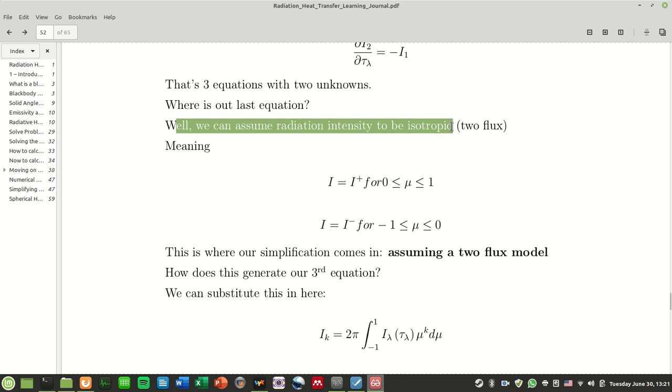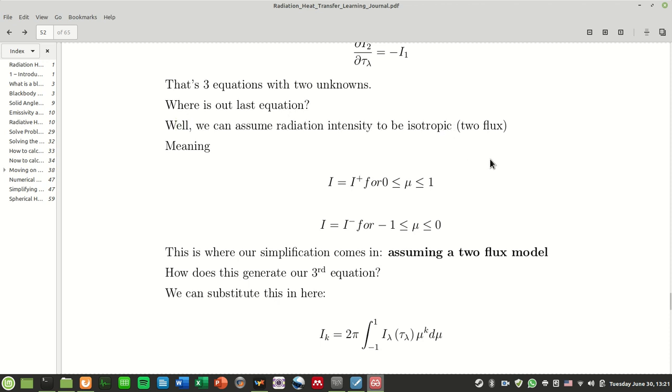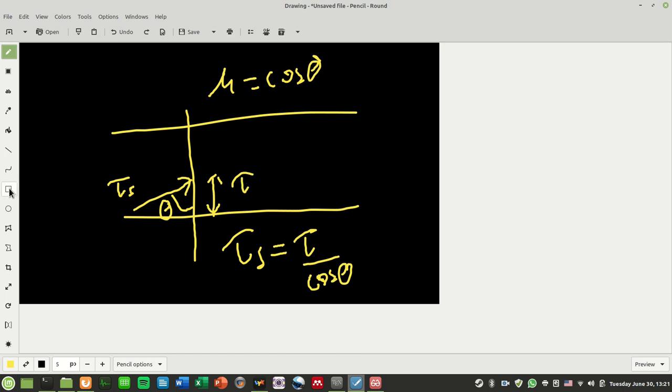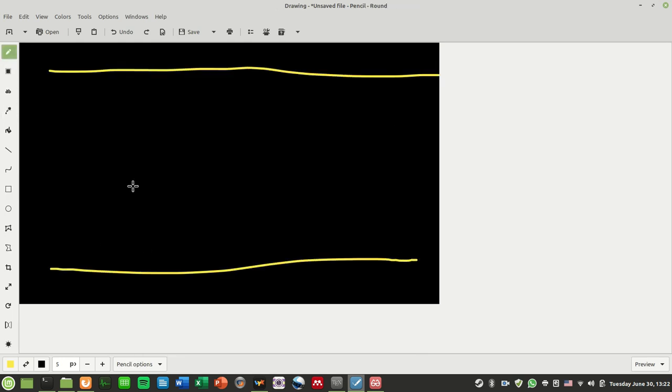We can assume our radiation intensity to be so-called isotropic in each hemisphere, in other words, two flux. So this is also known as the two-flux model. Yeah, this is known as the two-flux model. So the idea is this.